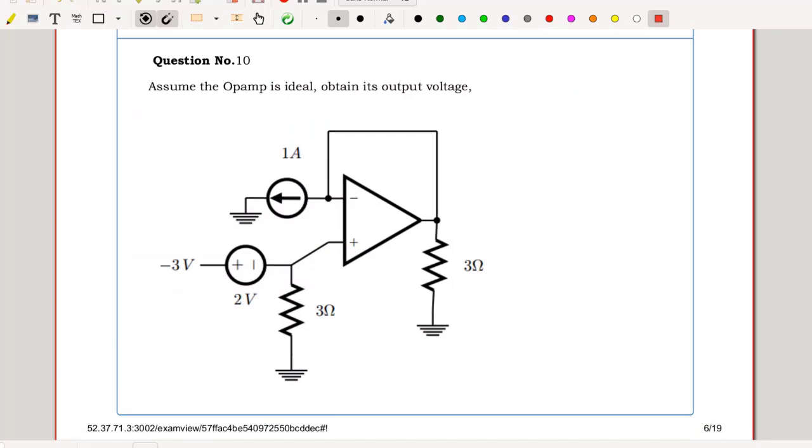Question number 10. Assume the op-amp is ideal, obtain the output voltage. This output voltage V out is to be evaluated.